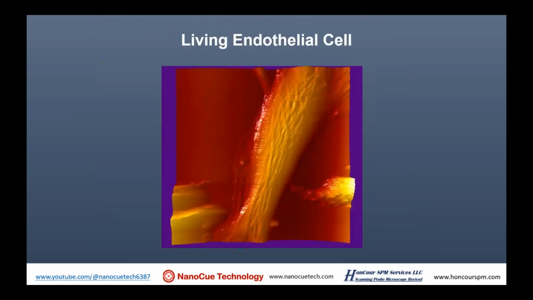And here's another endothelial cell, and this cell is alive. You can see that some material is ejected from the membrane, and the cell is actually exchanging material with its environment.